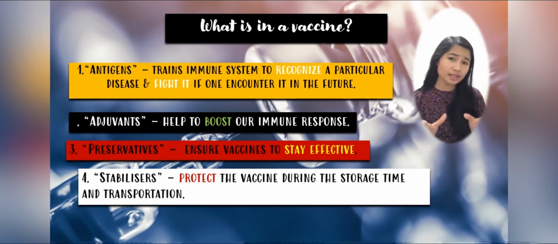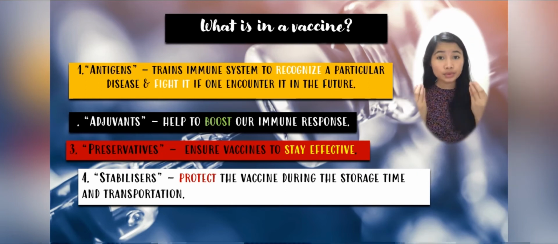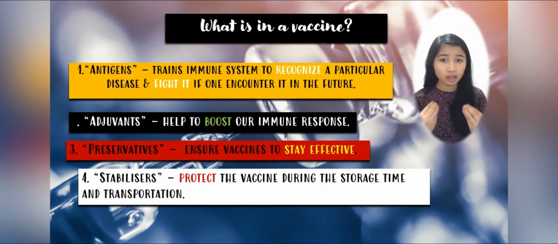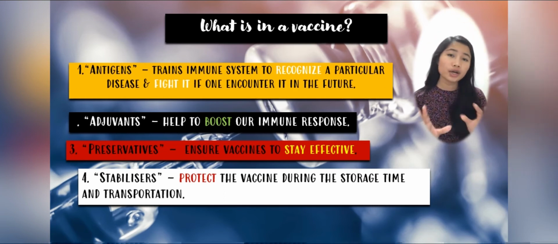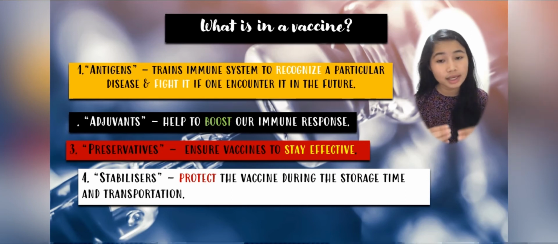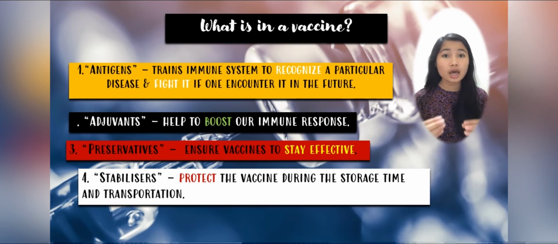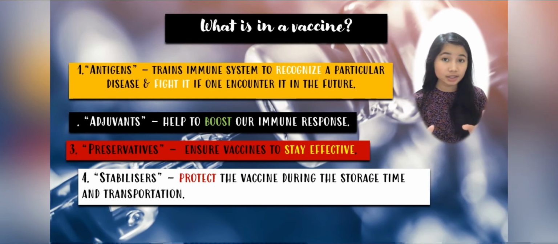Next, vaccines also contain adjuvants. These adjuvants help to boost our immune response, which basically means the adjuvant helps the vaccines to function better. Then another important component in a vaccine is preservatives. Preservatives help the vaccine to stay effective. Lastly, vaccines contain what are called stabilizers. Stabilizers protect the vaccine during storage and transportation.